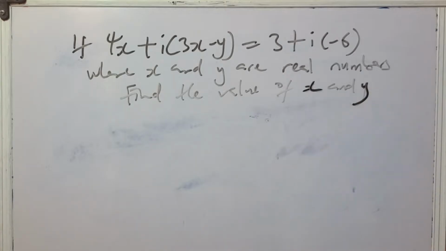So if 4x plus i times (3x minus y) is equal to 3 plus i times (minus 6), if both of them are equal to each other, then go on and find the value for x and y. Do I have an answer already? I just explained the concept you have to use for this. So if you have gotten the answer, just indicate very quickly.